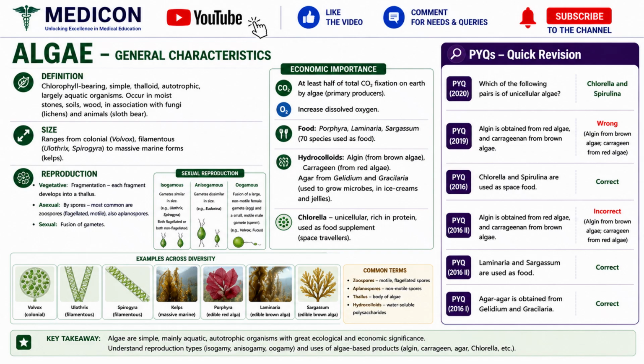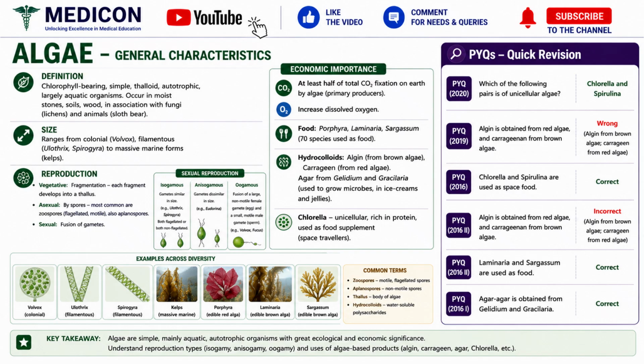Colonial example is Volvox. Filamentous algae examples are Ulothrix and Spirogyra. Massive marine algae are kelps. Edible red alga is Porphyra, edible brown alga is Laminaria, and edible brown alga is Sargassum. Common terms you should remember without getting confused: zoospores are motile and flagellated spores, aplanospores are non-motile spores, thallus is the body of algae, and hydrocolloids are water-soluble polysaccharides.